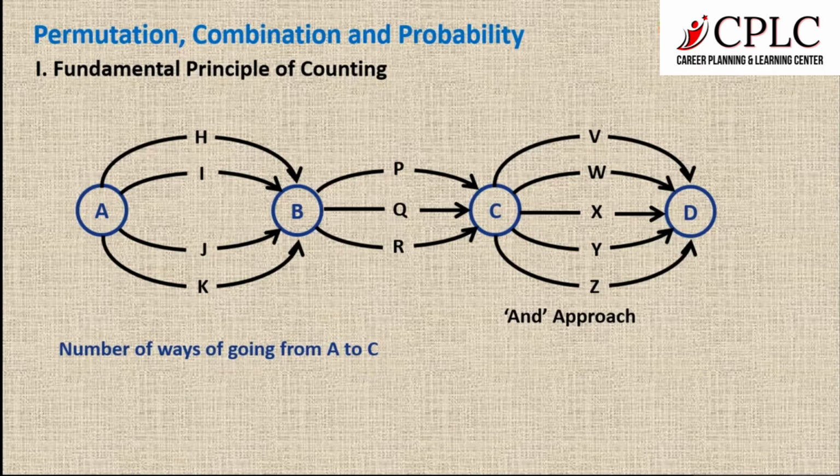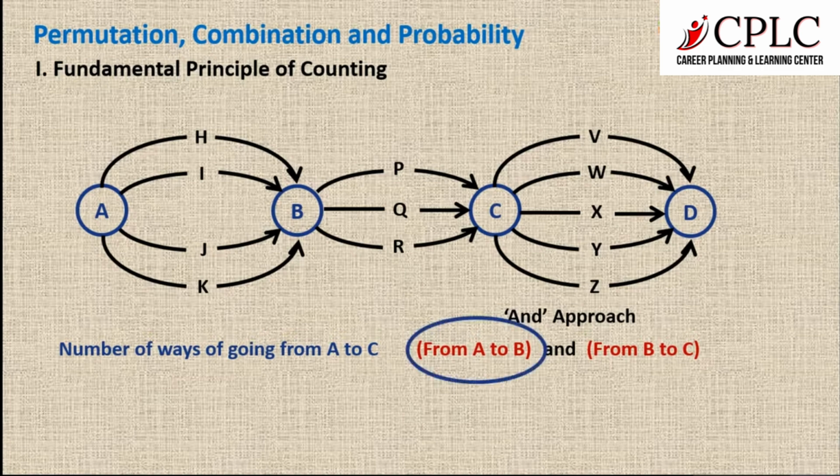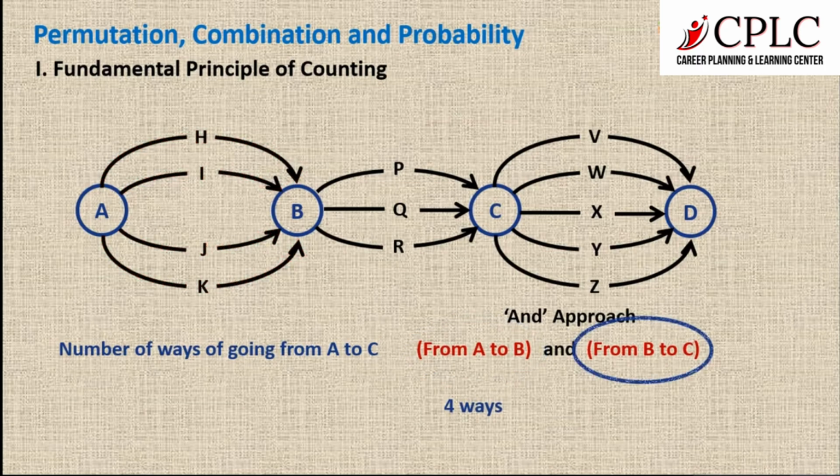If you see, we are supposed to go from city A to C. That means the journey would be from city A to B and from city B to C. And because no road has been mentioned, you are going to consider all the possibilities. A to B, you have four possibilities H, I, J, K, whichever road you can choose. And from city B to C, you have just three possibilities, P, Q, R. And because there is AND in between, you are going to multiply everything. So 4 into 3 gives you the answer as 12. So the answer to the first question is 12.